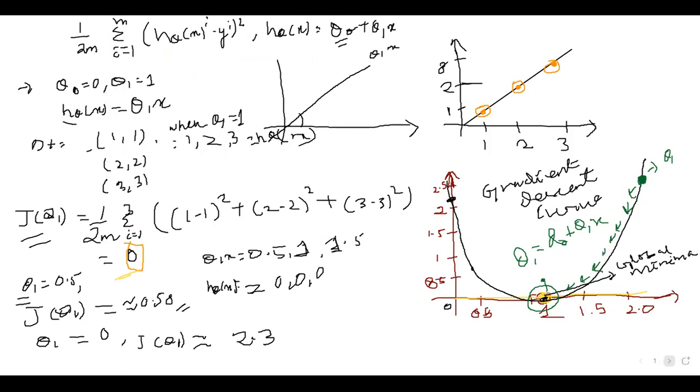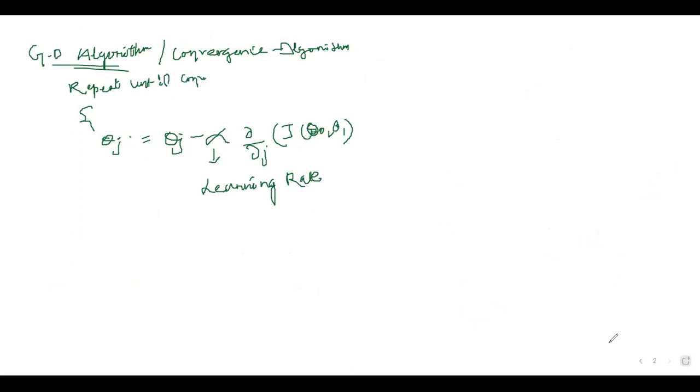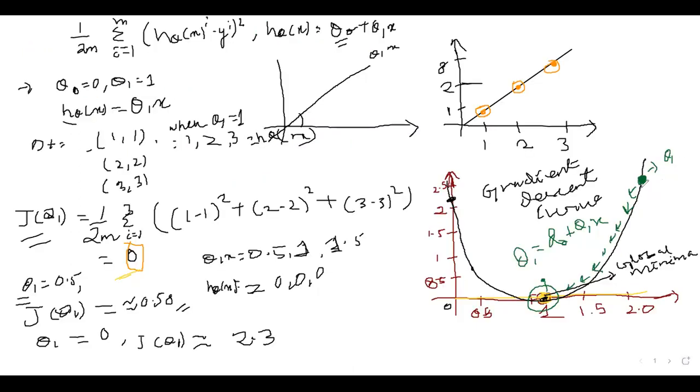Understood? Now, if I draw a line parallel to this axis, this will be my direction. So it is a negative direction to reach my global minima. Same here: if I draw a slope at this point and a parallel line, this will be the positive direction to reach my global minima.